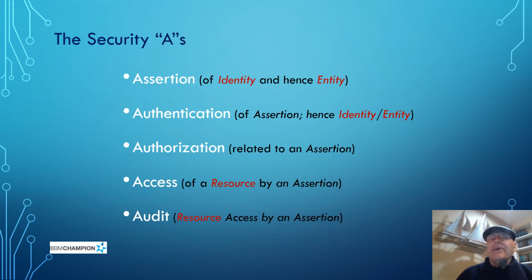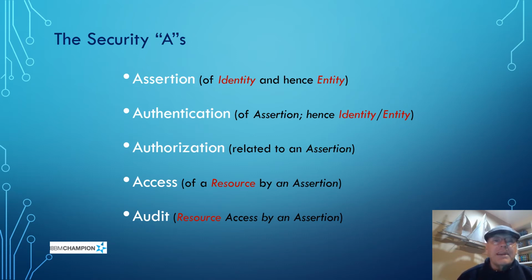The security A's, as we call them: assertion, authentication, authorization, access, and audit. This is what it's all about. There is an assertion of identity. I say I'm glenn.brumbaugh@yahoo.com. That's an assertion. I may or may not be.